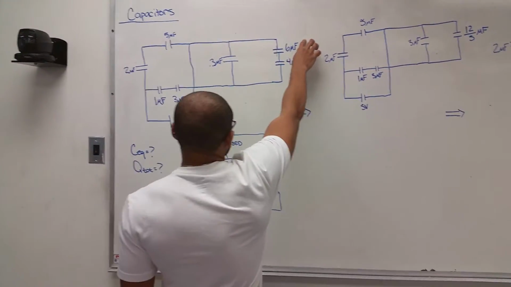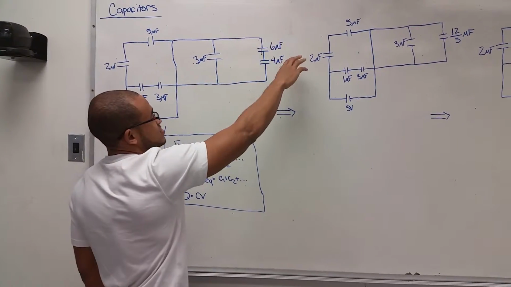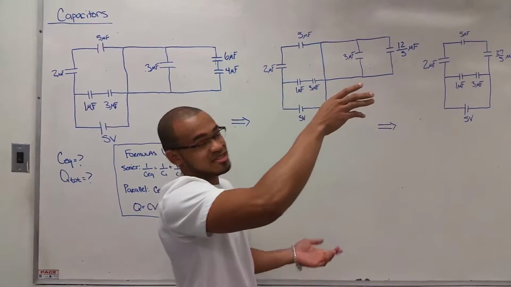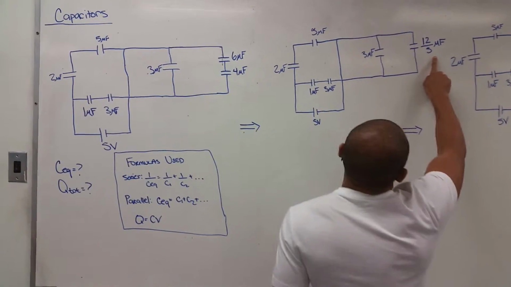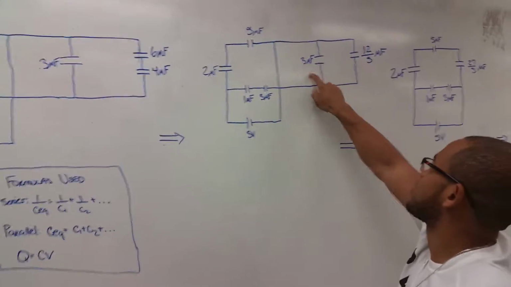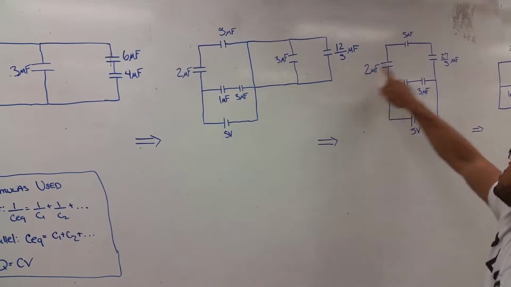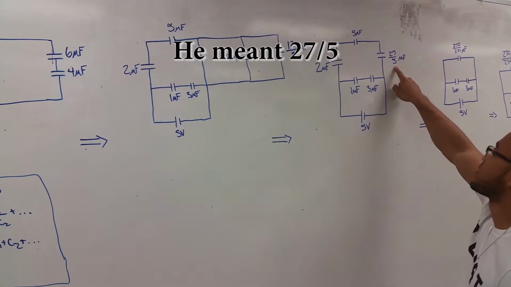So it'd be 1 over 6 and 1 over 4, right? So you add those together, and that gives you 1 over CEQ. So you inverse it, and you get 12 over 5 microfarads. And since these two are in parallel, you just add these normally. So it's 3 plus 12 over 5, that gives you 27 over 5 microfarads.